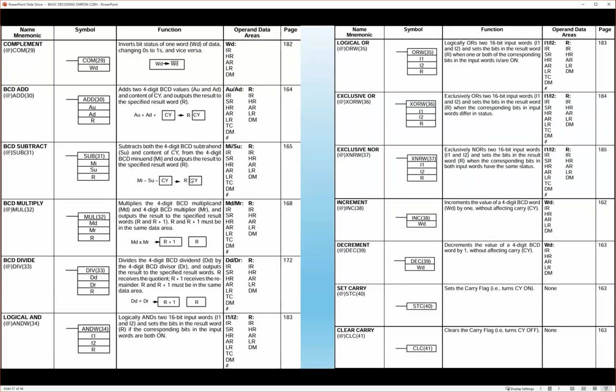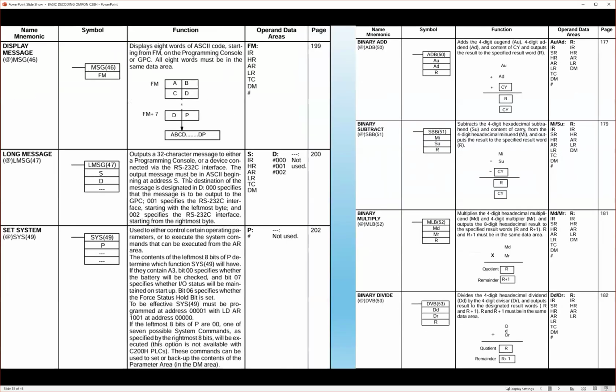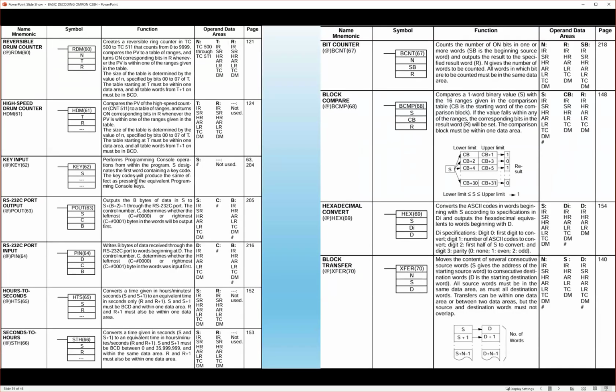You have word shifts, binary conversions, arithmetics, word corrections, increments, display messages, long messages, so for a 32-bit word, subtracts, multiplies, just so many more capabilities in this unit, block compares. And like I said, I know we don't have RS-232 outs and things like that.